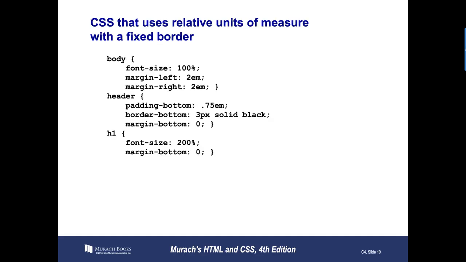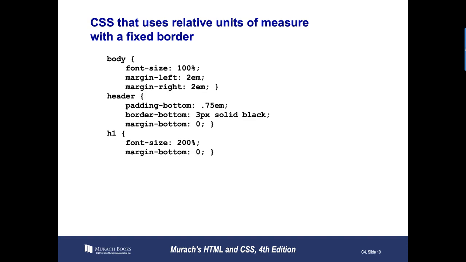And in the style sheet that you see on the screen here, the font size is 100%. The margin left is 2 M's. The margin right is 2 M's. So next week we talk about the box model, and you're going to learn a lot about the difference between margin and padding. So stay tuned for that.